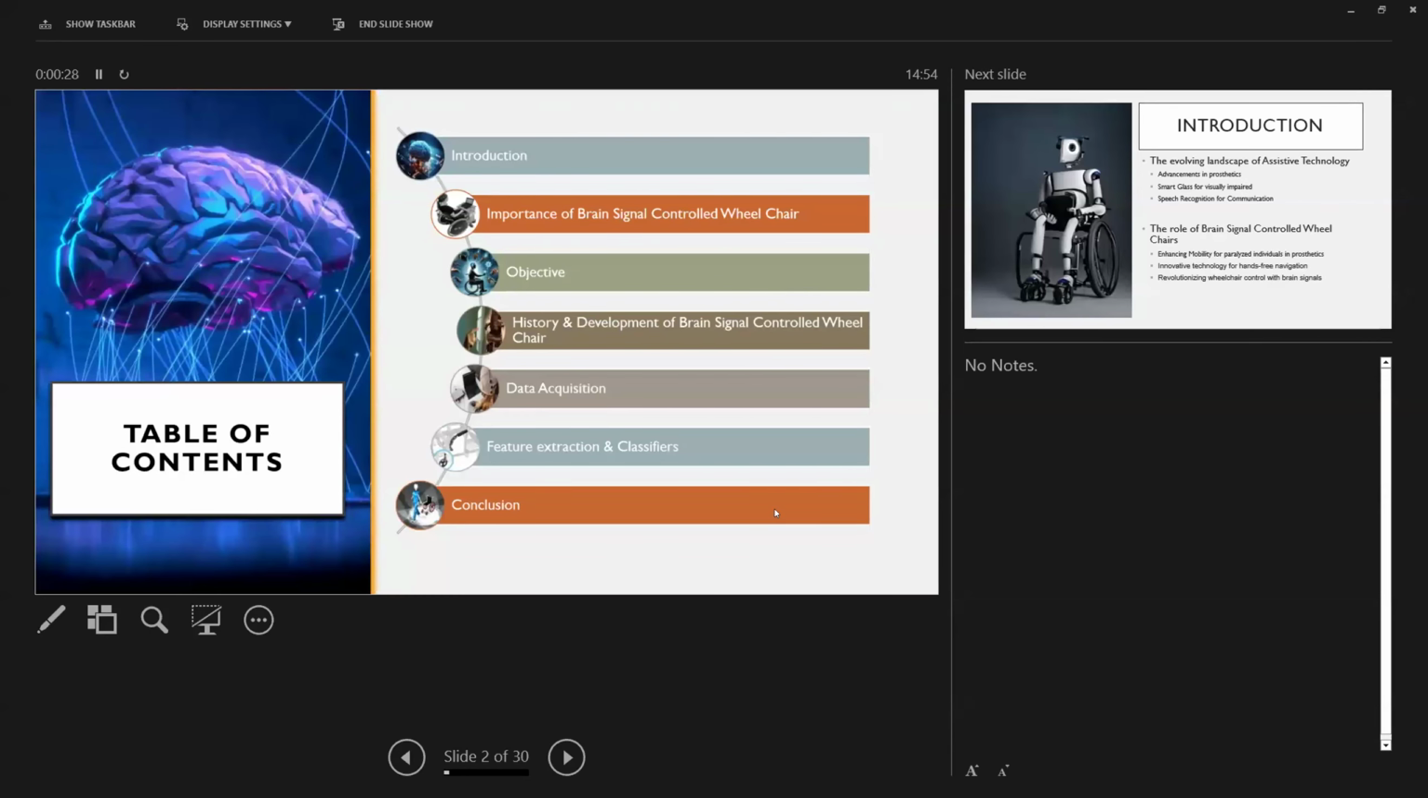What is the brain signal control wheelchair, the importance and objective of this research work, the development process for the brain signal control wheelchair, and the methods for data acquisition, feature extraction, and classification?